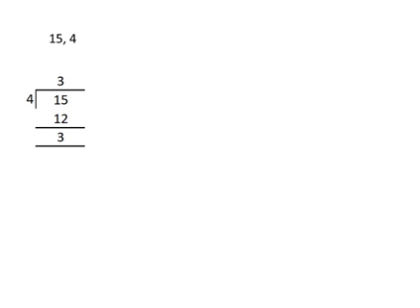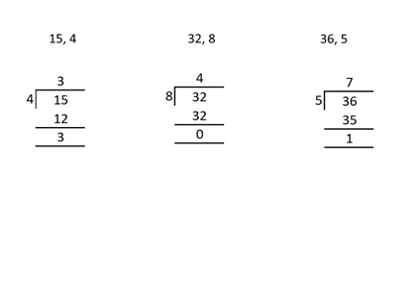In another example, 32, 8. 32 is the biggest number which is divisible by 8. 8 4s are 32. We will get remainder 0. In another case, 36, 5. 36 is the biggest number which is divisible by the smaller number 5. 5 7s are 35. You will get the remainder 1.